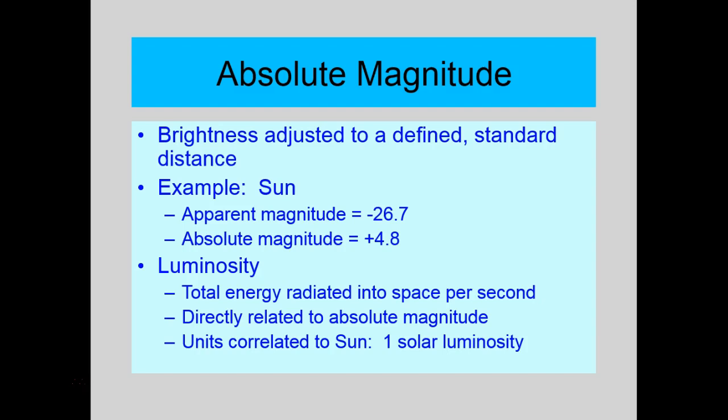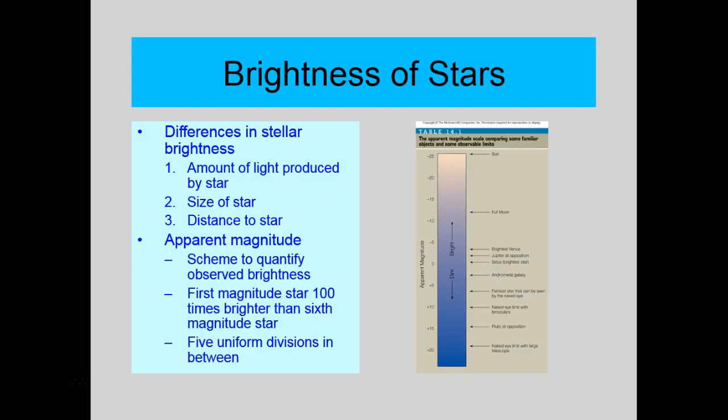All right. So there's one. That was apparent magnitude. Okay? Now let's move to absolute magnitude. This is how bright the star really is if they were all at equal distance from you. How bright they really are.